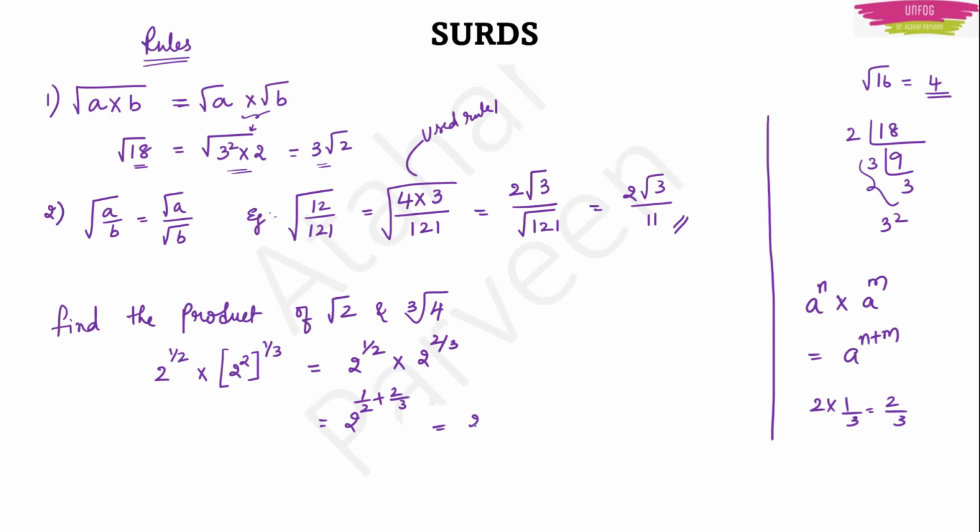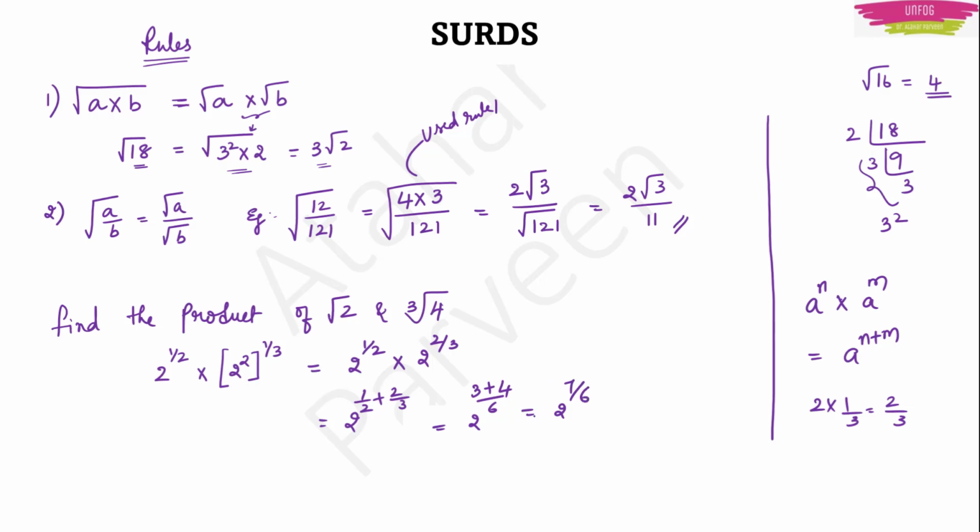So this will give me 2 to the power... what will be the LCM? It will be 6. Here I will have 3 and here I will have 2. So this will give me, not 2 actually, I will have 4, correct? 6 is the LCM, so 3 ones are 3, and 2 twos are 4. So this will be equal to 2 to the power 7 by 6.